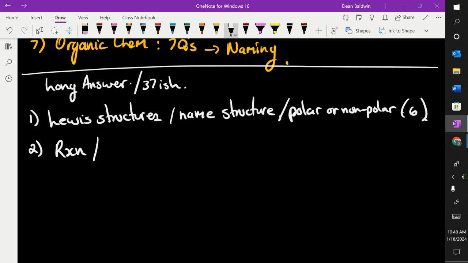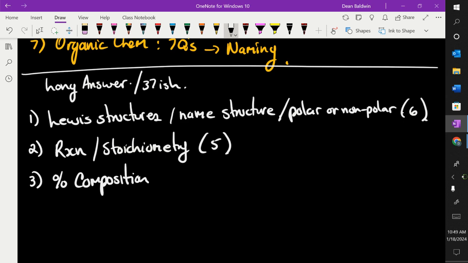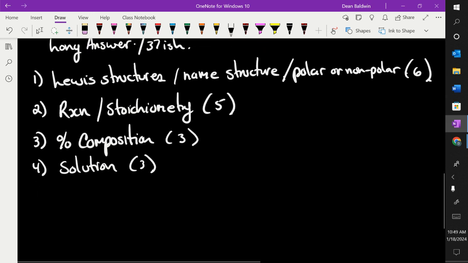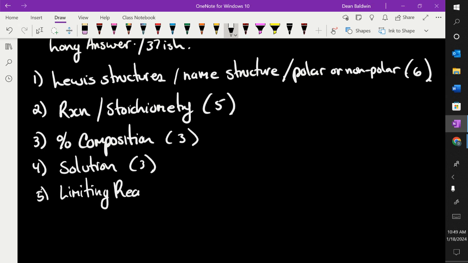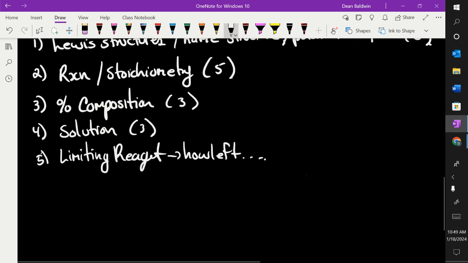Then there's a reaction that you'll have to name and do some stoichiometry on it. I'll go over stoichiometry today. That's a 5-mark question. So there's parts. That question, I think it has 3 parts to it. A percent composition question. I'll go over that type today or tomorrow. That is a 3-mark question. There's a solution. Make a solution of a certain concentration. How much of the substance do you need? So you have to know molarity, molar mass, and so on. There's a question on limiting reagents. How much is left? That kind of stuff. I'll do examples of those tomorrow, most likely tomorrow.